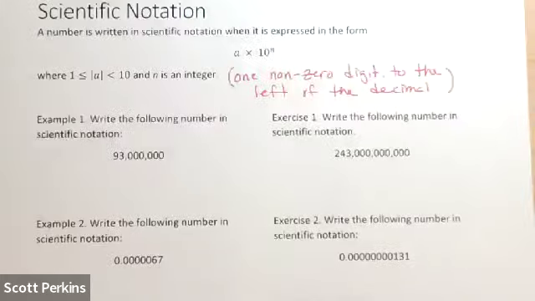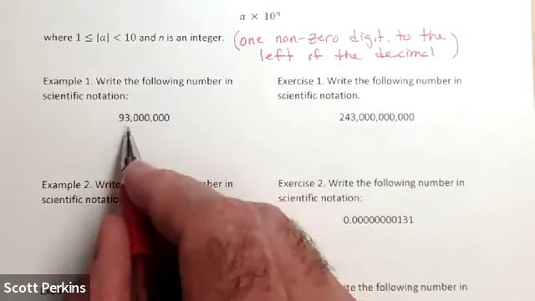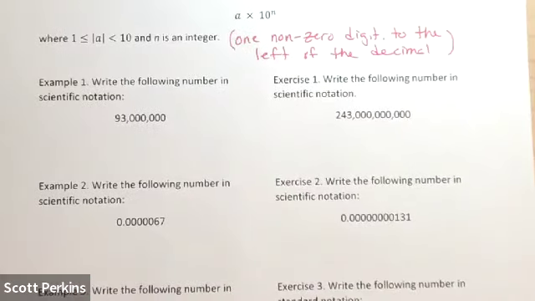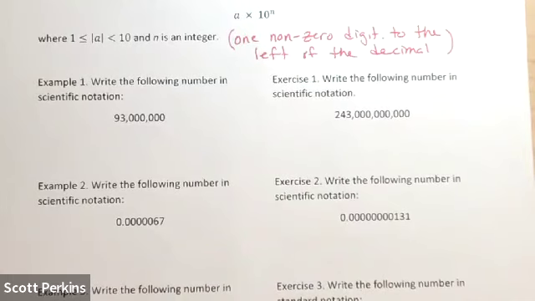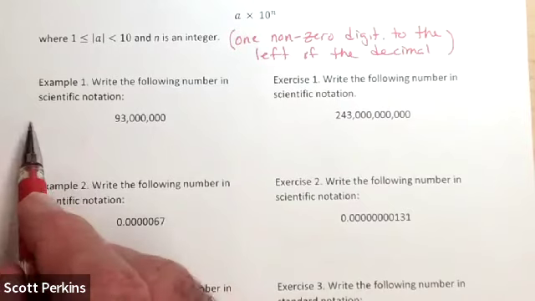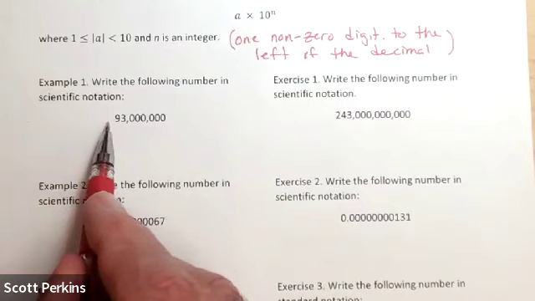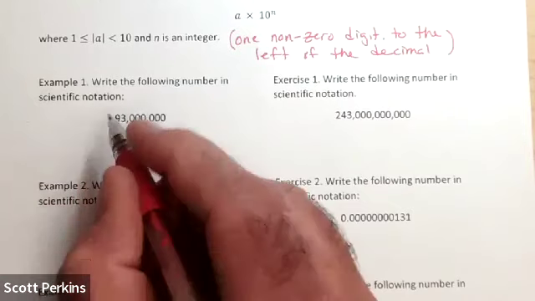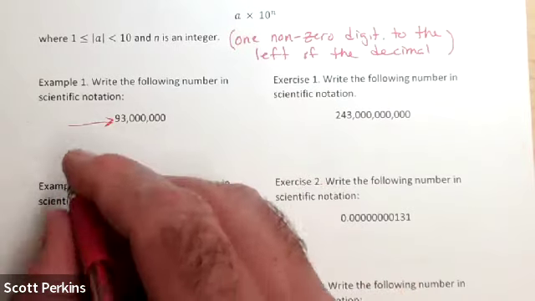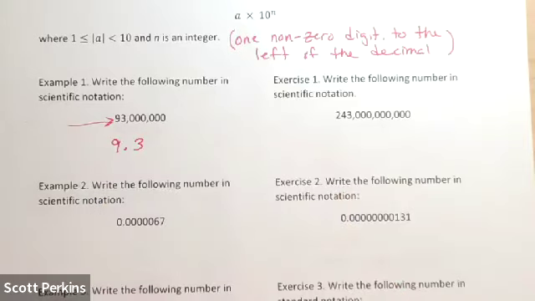So here's my first example. I'm going to write the number 93 million. That's the number of miles from the Earth to the sun. I'm going to write this in scientific notation. The first thing I'm going to do is look at what is the first non-zero digit. The first non-zero digit is 9. So I'm going to make the beginning of my scientific notation 9.3.